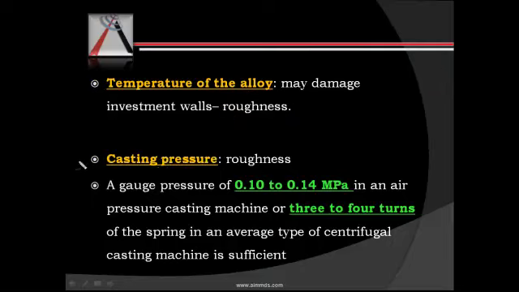Then one more point that may result in roughness is casting pressure. If the pressure by which the molten metal is flown into the mold cavity is too high, that may result in roughness on the casting surface.